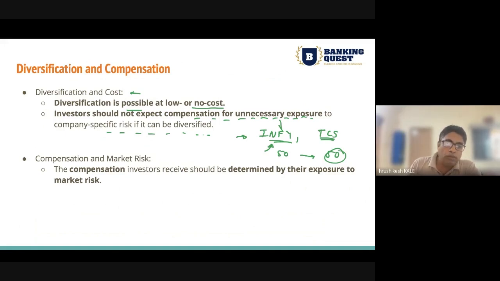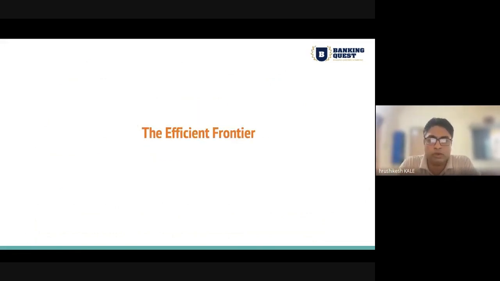So the compensation or the return which investors should receive should be determined only by the exposure to market risk and not to the company specific risk. That is what diversification speaks about.